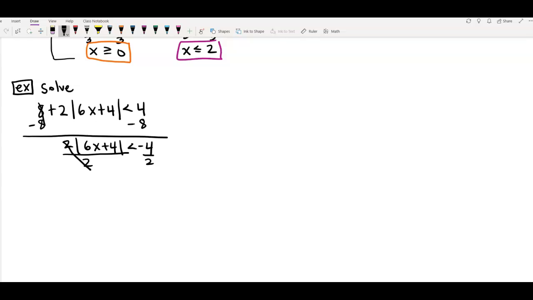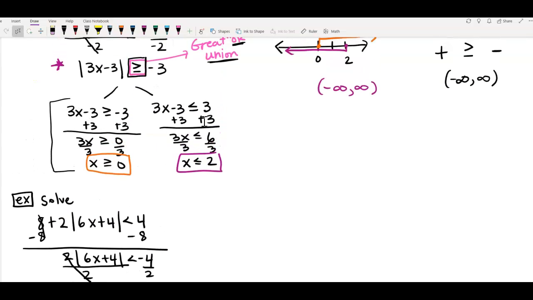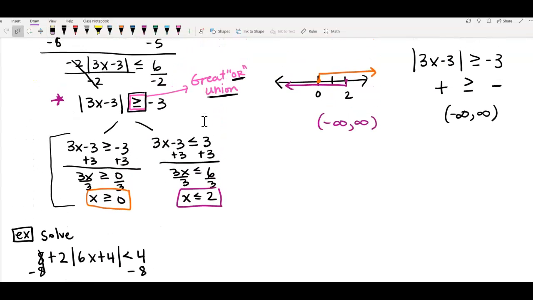And so look at what happens here. So now I get the absolute value of 6x plus 4 is less than -2. And now, if I'm looking at this, this is kind of where, when you get a negative on one side of the inequality statement, that should be a red flag for you that, oh, maybe I need to look at this a little bit closer, right?